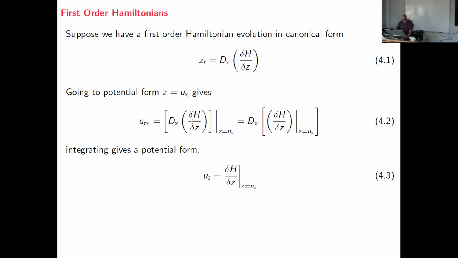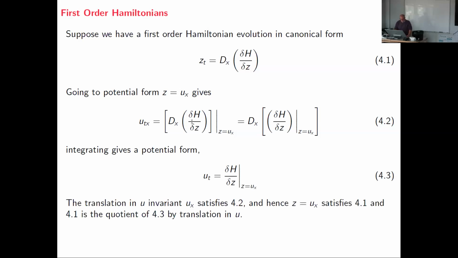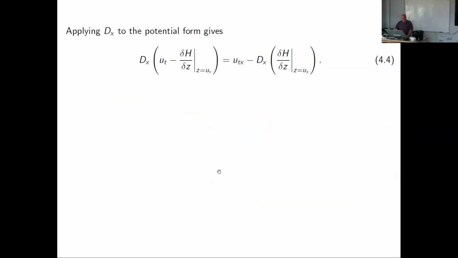Looks like that. Now, of course, how do you get from the potential form to the original form? It's just a quotient by translation in u. So it's the quotient of 4.3. The quotient of the potential form gives you the standard form, and the potential form is a covering of fiber dimension 1, right? And if you apply the total derivative to the potential form, you just get back to this equation.